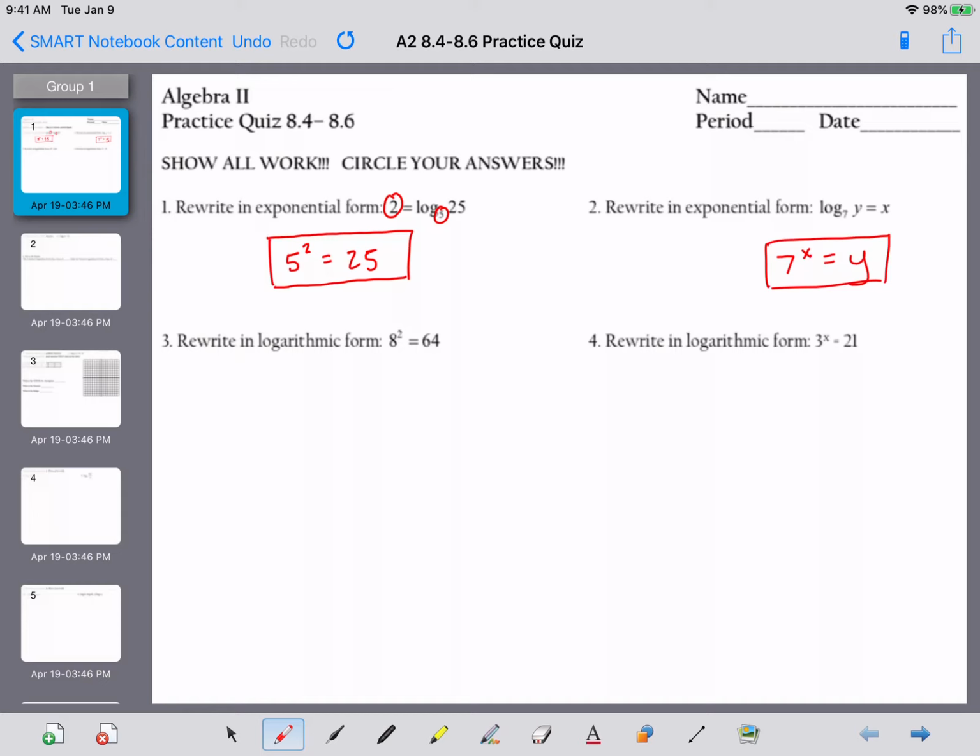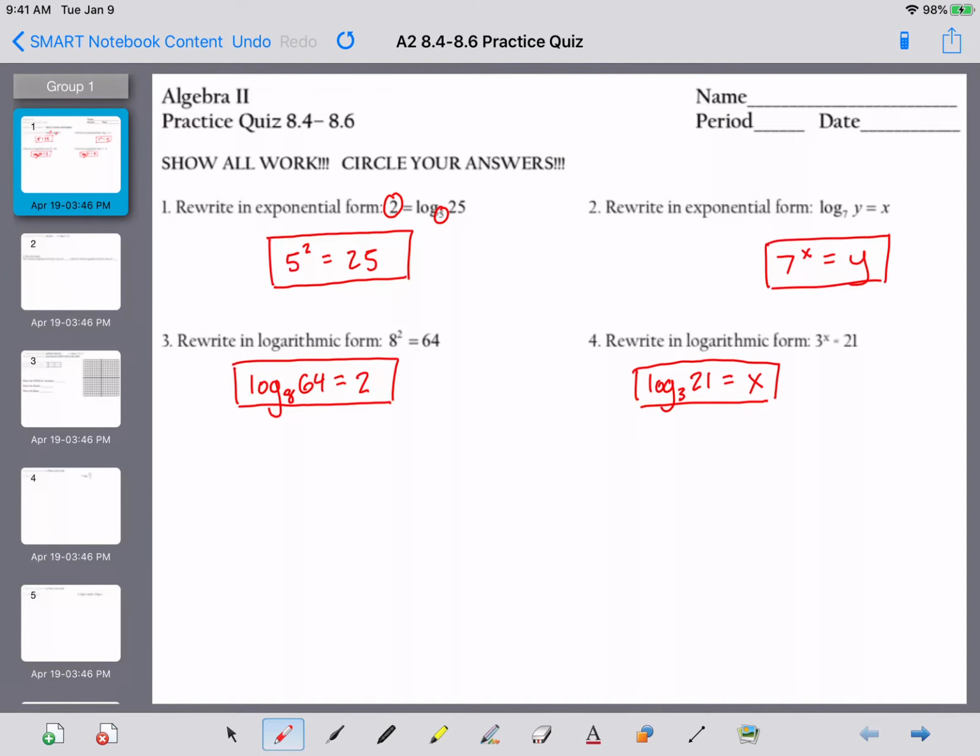Okay, now we're going to go backwards and rewrite this in log form. So we have log, our base is 8, the other number comes next, and then it equals your exponent. All right, and then lastly, we have log, our base is 3, next we have 21, and then that equals your exponent. All right, so there are the first 4 answers.